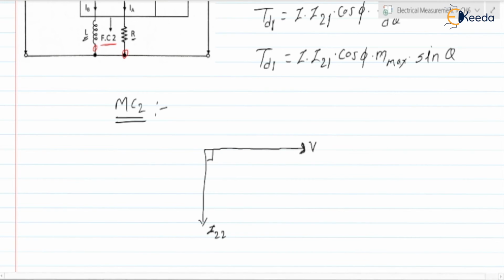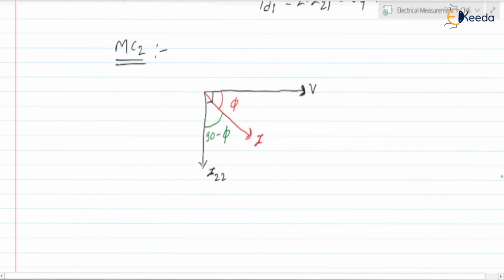Next is the phasor for the load current, if we consider the load is inductive. The current flowing through the load will be lagging the supply voltage V, so this angle is phi. So what about the angle between I and I22? It is 90 minus phi, so this angle is 90 minus phi.